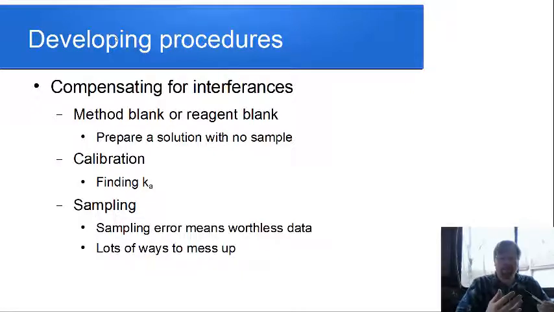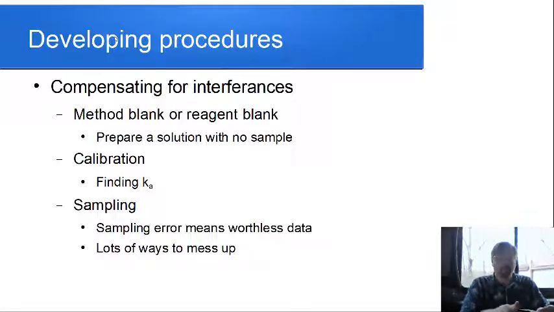It's basically you are preparing a solution with no sample in it. So you basically go through your sample preparation procedure without including the sample. So if it is to dissolve your sample in something and then boil most of it off and dilute that, you boil a chunk of whatever you're dissolving it with off, and then dilute that.